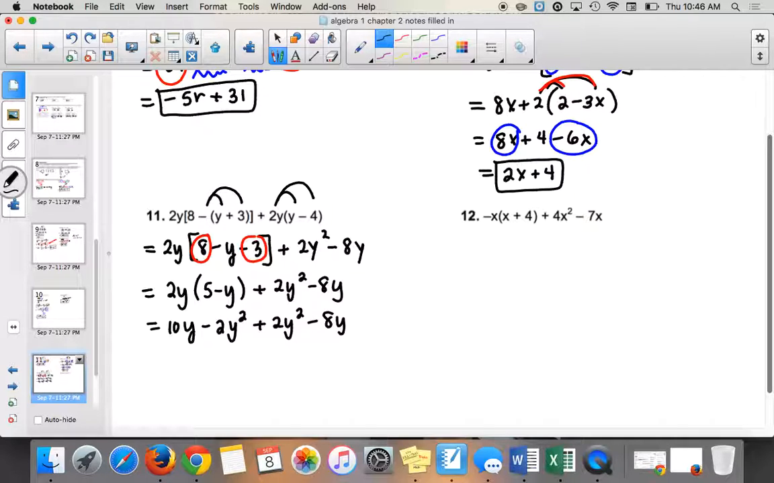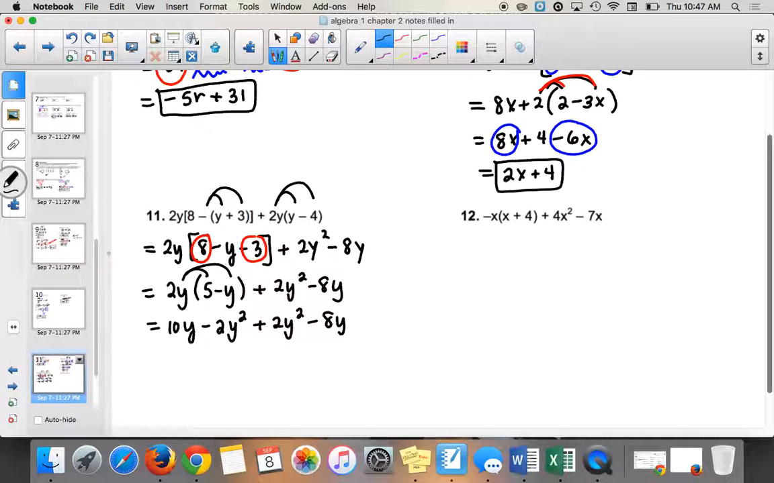So what do you think about those y squareds? Can you slow down a little bit? Yeah. Okay, so you get the part where we distributed the 2y in, like that. So I have 2y times 5 is 10y. 2y times negative y is 2y squared. Well, negative 2y squared.